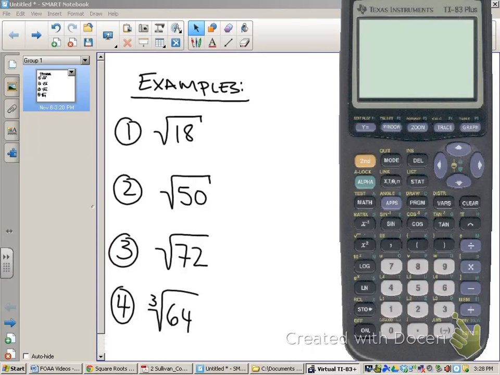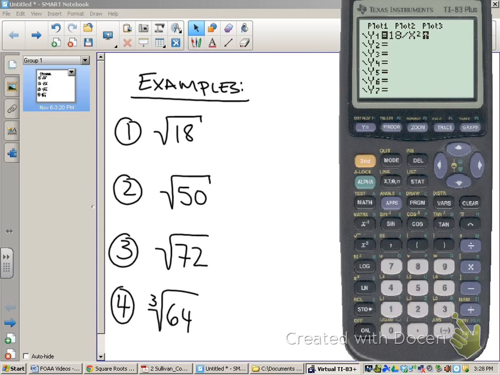Okay, let's go through a couple of these examples using the TI-83 calculator. Let's look at example number 1. The way we're going to put it in our calculator is just simply go to y equals, then press 18 divided by x squared. If we're doing the square root, we're going to put x squared. When we're doing some other root, we're going to put x to that power. If we're doing a cube root, we're going to put x cubed, and so forth. So we have 18 over x squared.